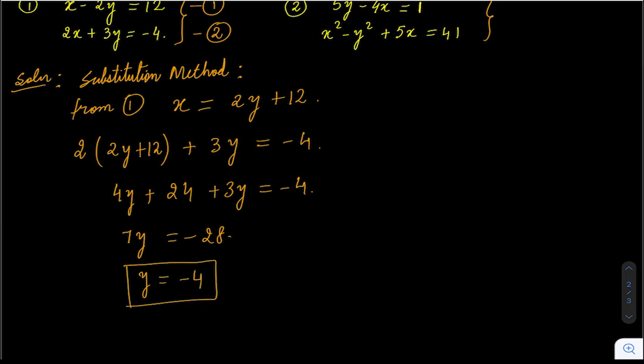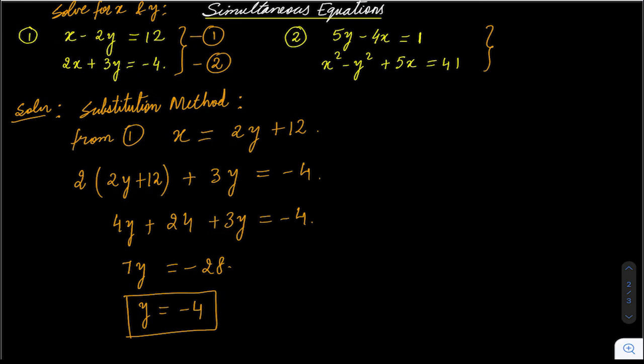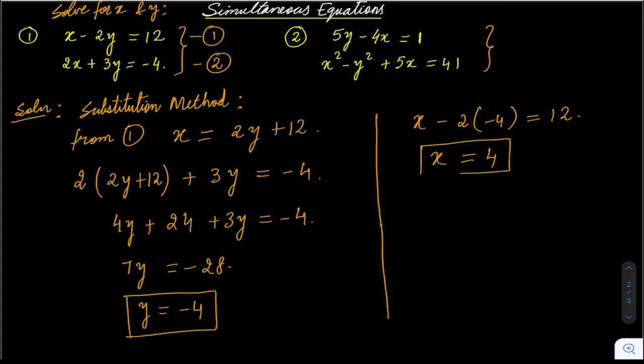Now once I get the y value, you can substitute y in the first equation or the second equation, whichever you like. This will give us the x value. So let's substitute y in the first equation. It will be x minus 2 times y, where y is minus 4, equals 12, which is x equals, so 12 minus 8 is 4. So it will give me the value 4. So this is the substitution method that we are using.